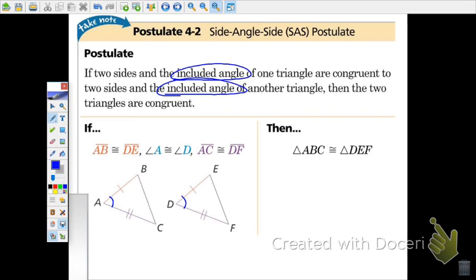There are some other shortcuts that we will be using and learning about throughout this unit. Today we're just working with these 2, side, side, side, and side, angle, side.